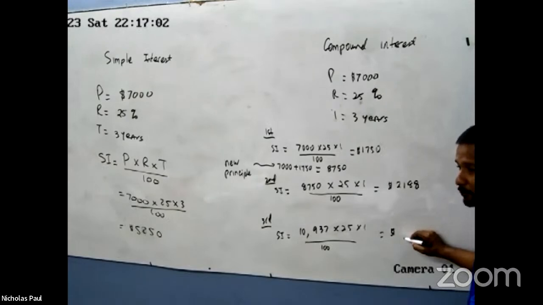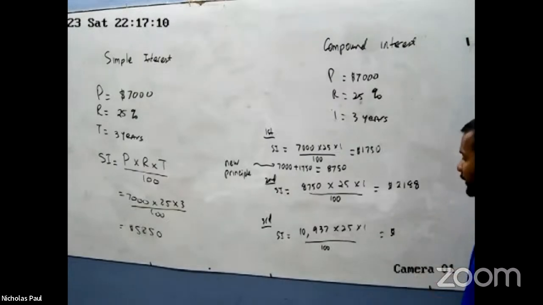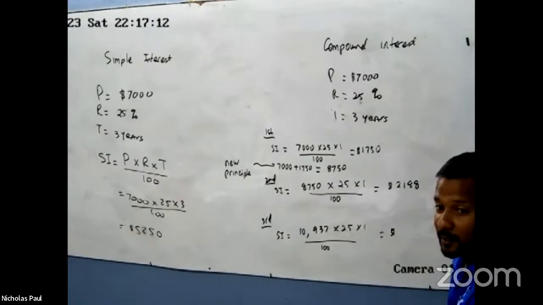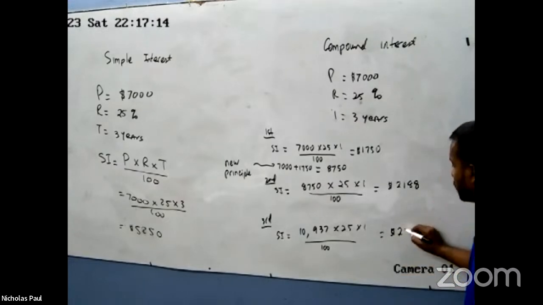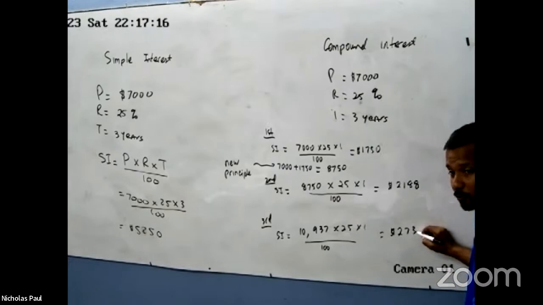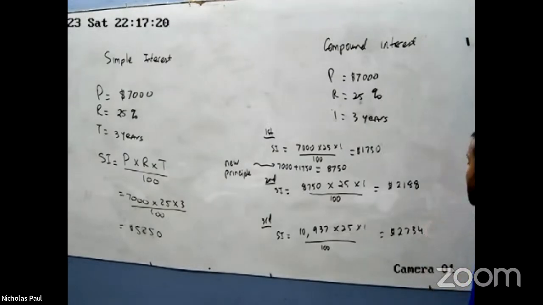How much did you get there? I'm going to get my calculator. 2,734.25. So I just rounded it off, right? 2,734. You okay with that?